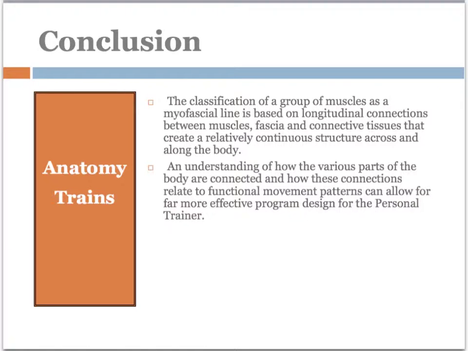So in conclusion, the classification of a group of muscles as a myofascial line is based on longitudinal connections between muscles, fascia, and their connective tissues. And this creates a relatively continuous structure across and along the body. An understanding of how the various parts of the body are connected and how these connections relate to functional movement patterns can allow for a far more effective program design for the personal trainer.